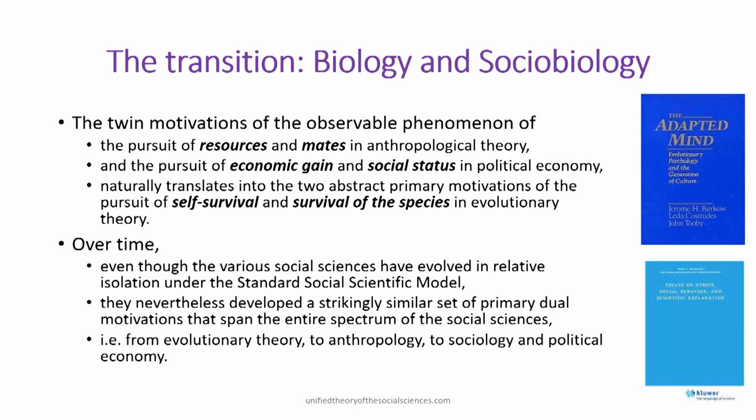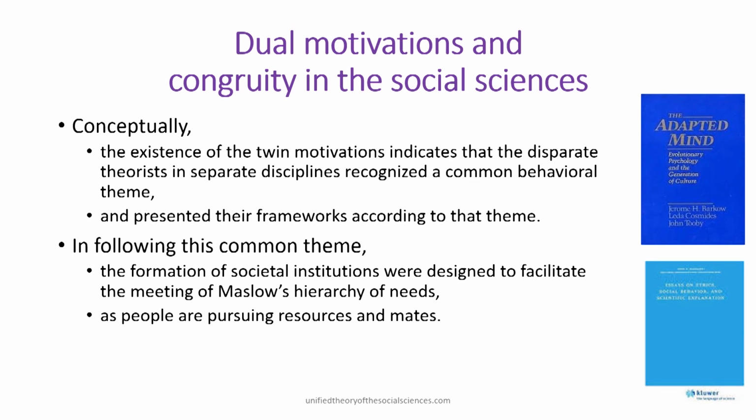Over time, the various social sciences have evolved in relative isolation under the standard social scientific model, but nevertheless developed a strikingly similar set of primary dual motivations that span the entire spectrum of the social sciences, from evolutionary theory to anthropology to sociology and political economy. Conceptually, the existence of the twin motivations indicates that the disparate theorists in separate disciplines recognized a common behavioral theme and presented their frameworks according to that theme.